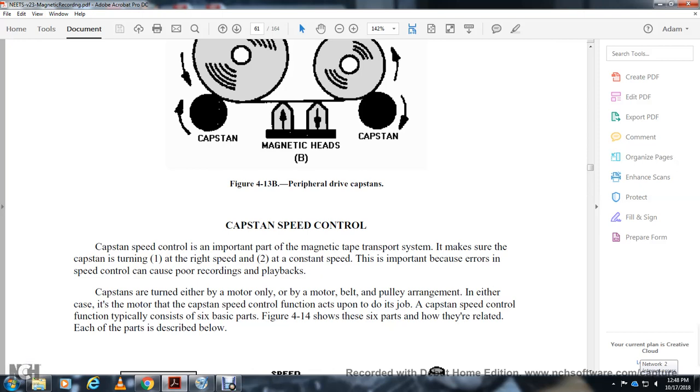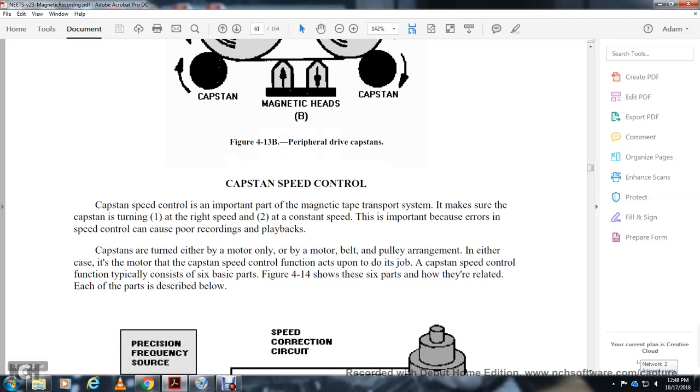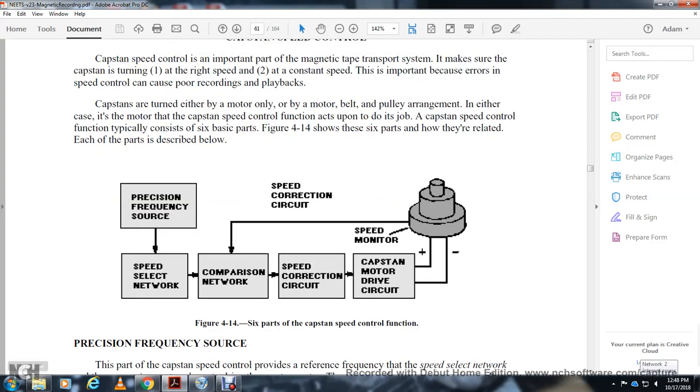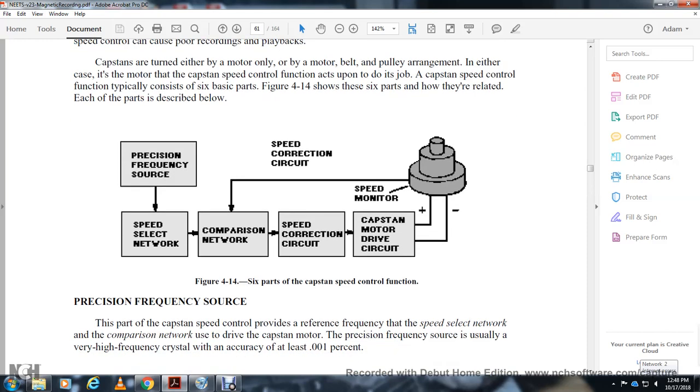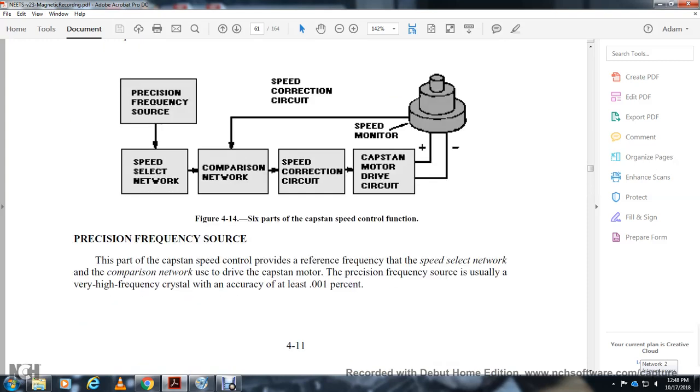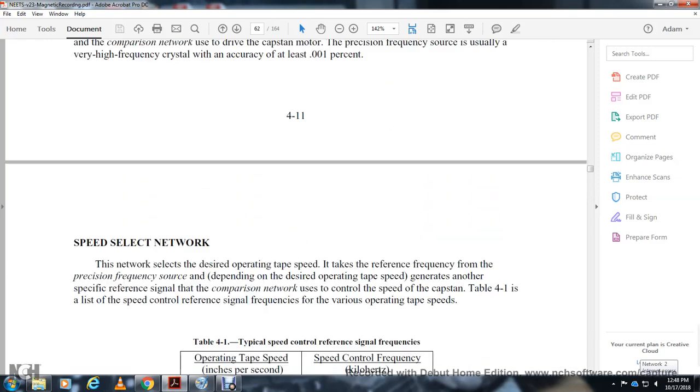Typically, controls consist of 6 basic parts. Figure 4.14 shows the 6 parts, and each part is described. Precision frequency source, speed selecting network, comparison network, speed correction circuit, capstan motor drive circuitry, positive negative speed monitor, and speed control circuitry. The precision frequency source provides the reference frequency for capstan control. The speed selecting network and the comparison network drive the capstan. The precision frequency source is usually a very high frequency crystal with accuracy of at least 1,000% speed selecting network.